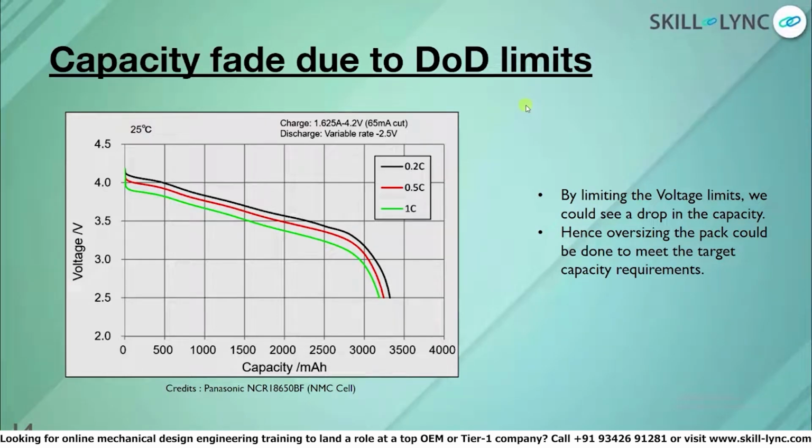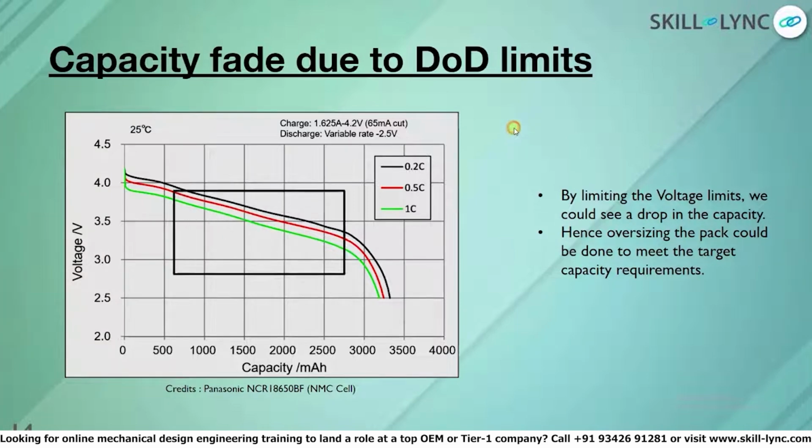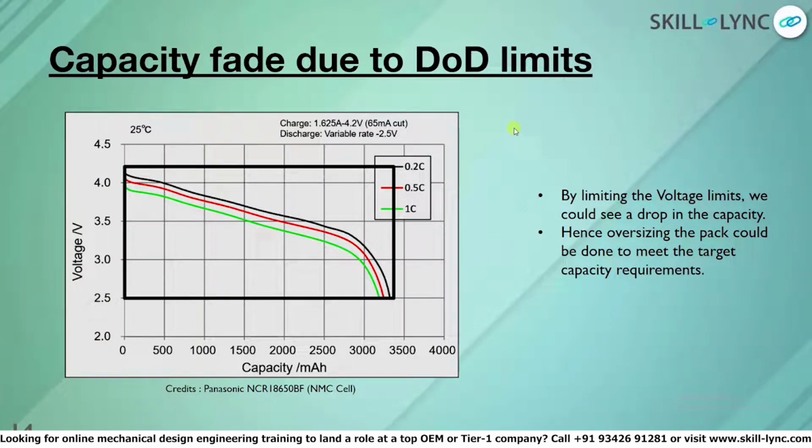Now let us understand the capacity fade due to DOD limits. This is a graph which we have assumed for an NMC cell of 3.25 Ah, and let us see how the capacity falls due to DOD limits. This is the actual window from 2.5 volts to 4.2 volts. This is the maximum voltage and this is the minimum voltage.